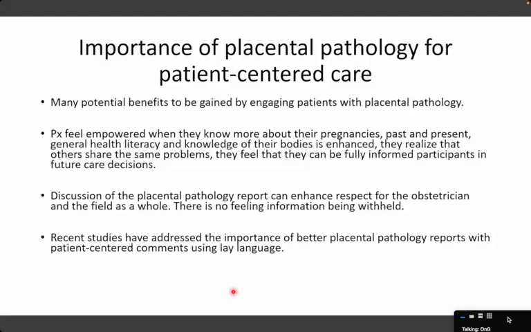There's no feeling that information is being withheld. Recent studies have also addressed the importance of better placental pathology reports with patient-centered comments using lay language in the reports.